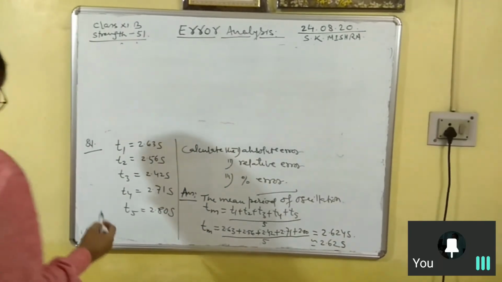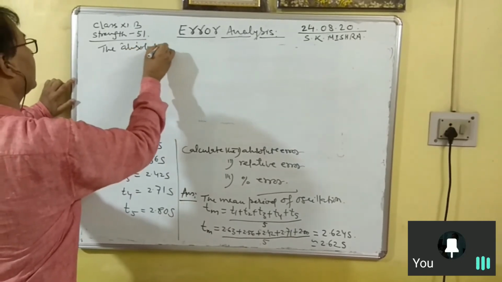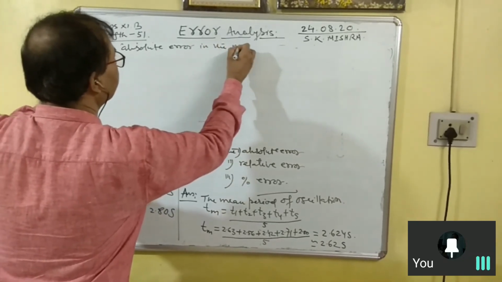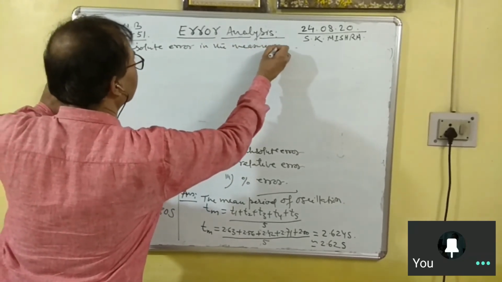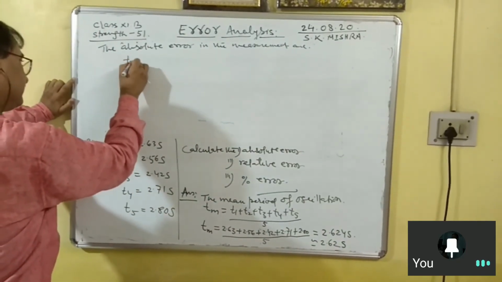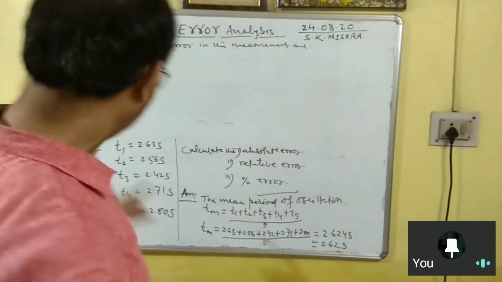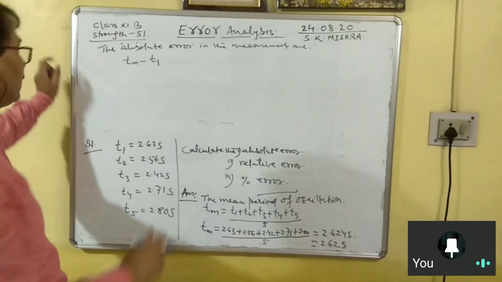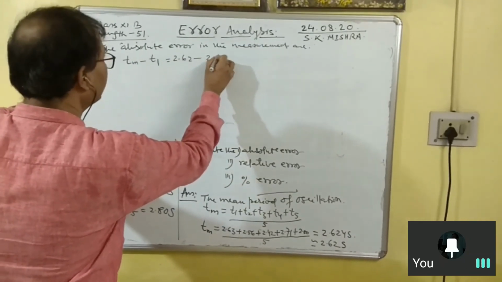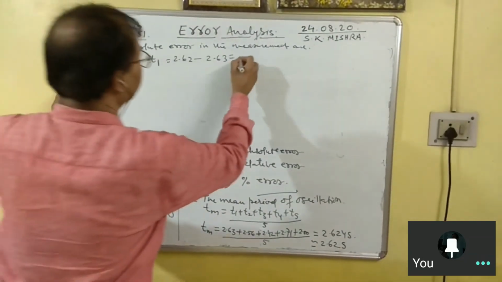Now the absolute errors in the measurement are: the first reading is Tm minus T1, that is arithmetic mean minus individual measured value. So what is it? Tm, 2.62, minus 2.63. That difference comes to be minus 0.01 second.